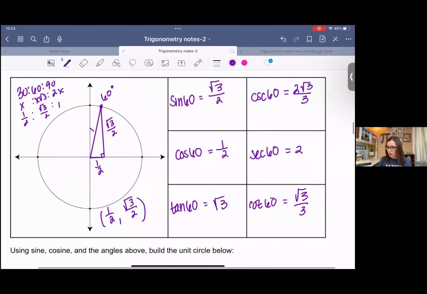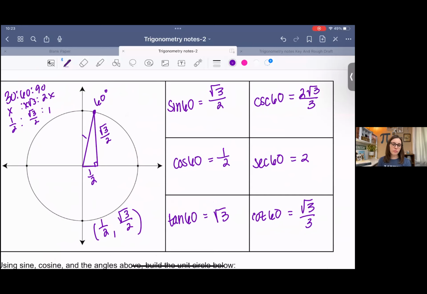For sine, you should get root 3 over 2. Cosine, you get a half. Tangent, you're going to do y over x. Divide that, simplify, you get root 3. Cosecant, when you flip, 2 over root 3, and simplify, you get 2 root 3 over 3. Secant, you get 2, and cotangent, you get root 3 over 3. So those are your trig functions for 60 degrees.